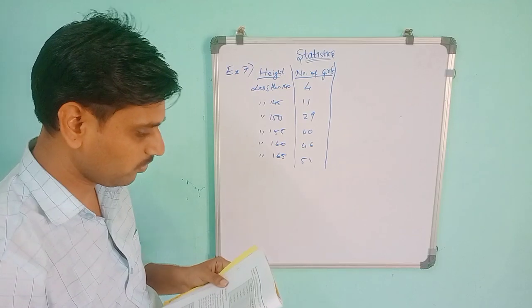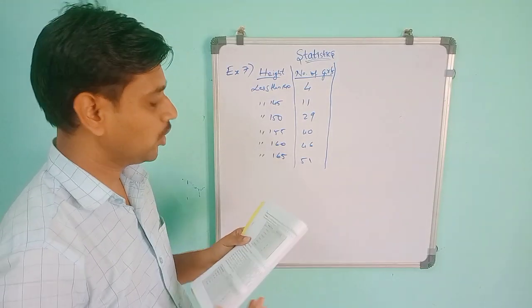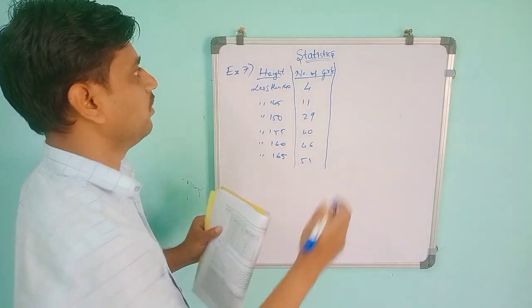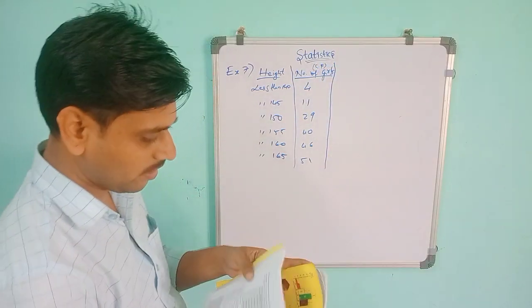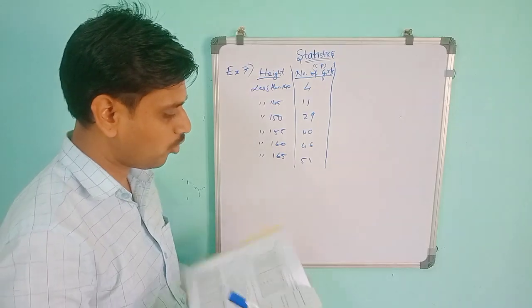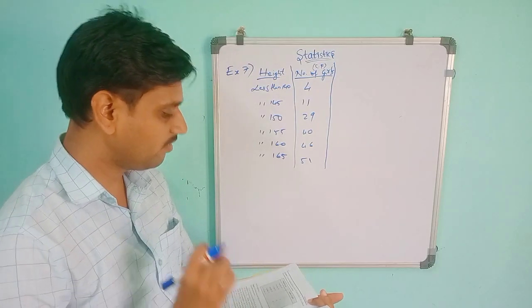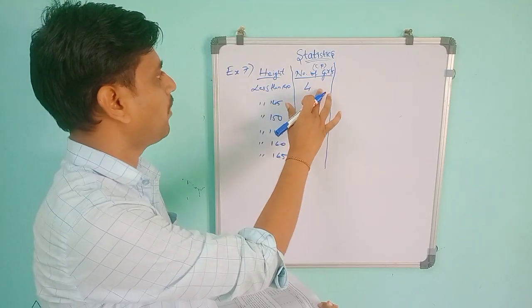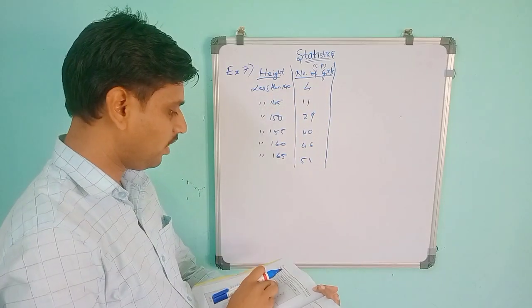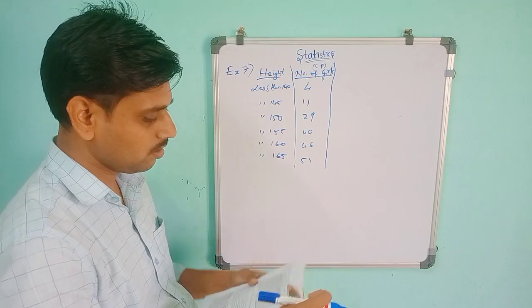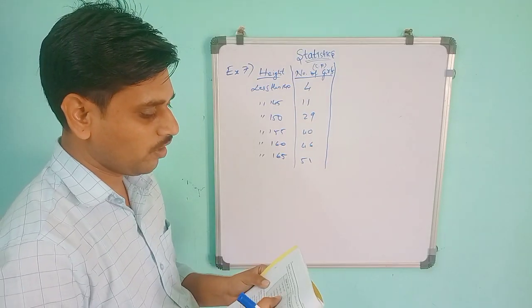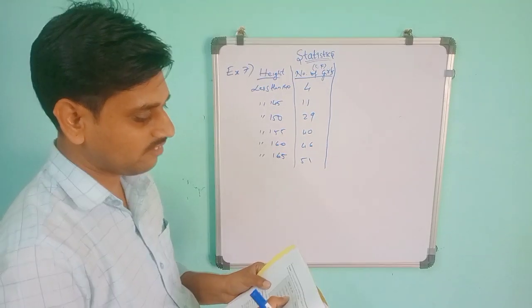First and foremost for the problem you have to understand it is the cumulative frequency, not only frequency. I'll tell you how. They directly did not give the class interval. So they gave less than 140, so number of girls are 4. Less than 145 means it will be 11. So 11 means it includes less than 140 also.